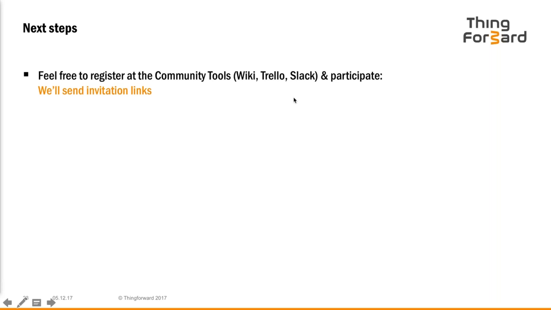So what are the next steps? We already set up these community tools, the Confluence Wiki, Trello, and Slack channel, and we're going to send you invitation links. So feel free to click and register, add the tools, and yeah, participate. Look at what we're doing and give us feedback, ask questions, and yeah, take part in that development process.